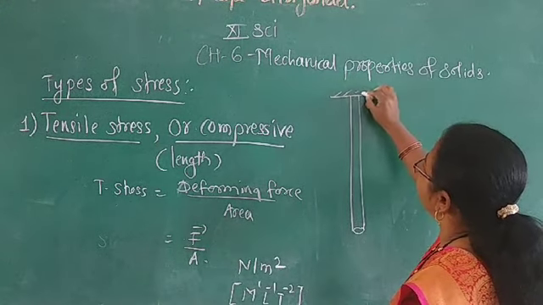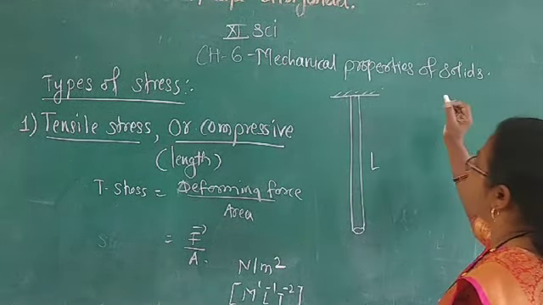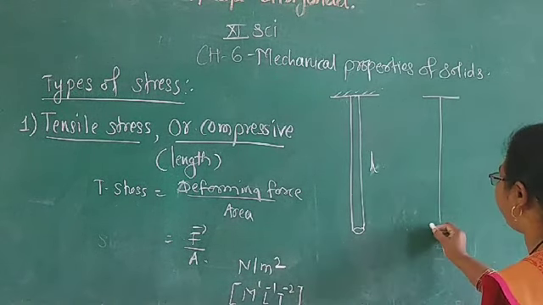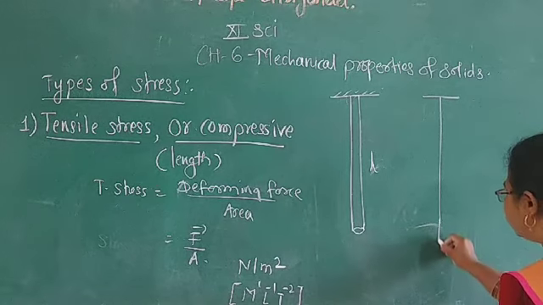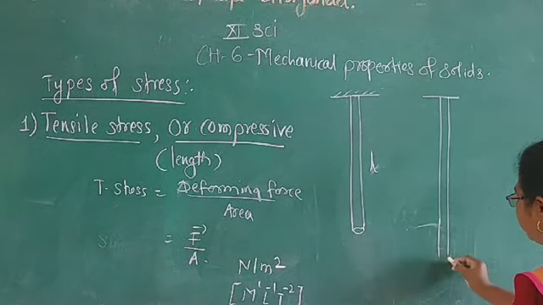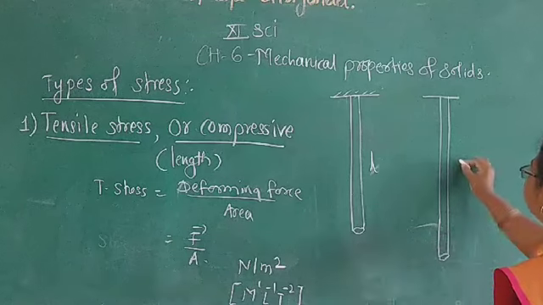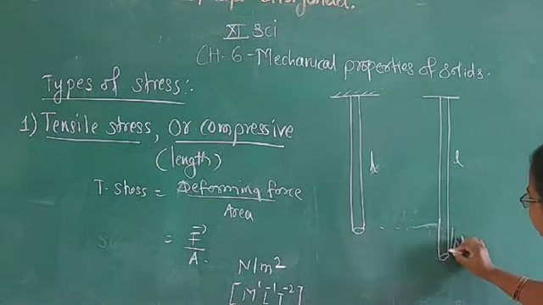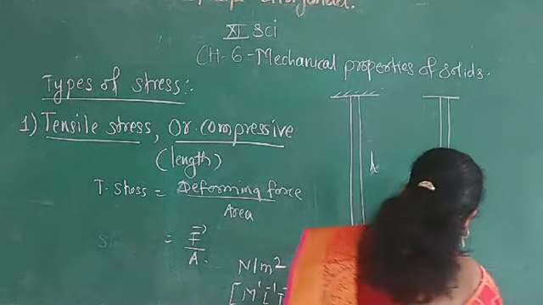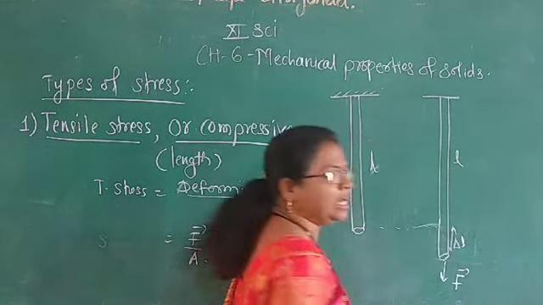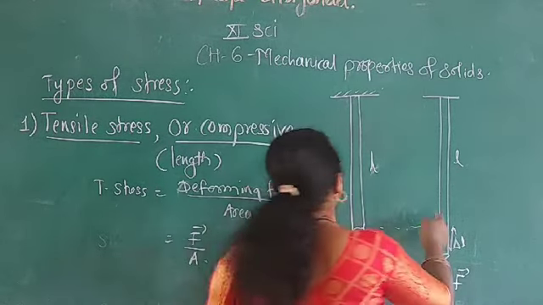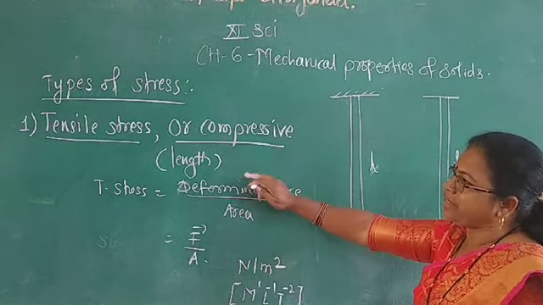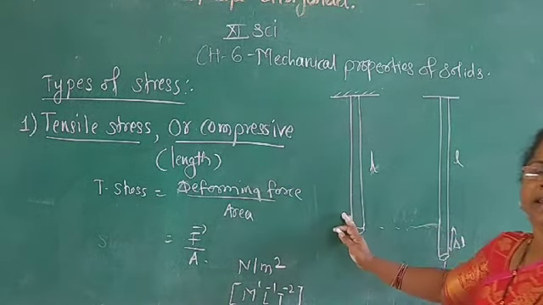If this is a wire which has initial length L or small l, and afterwards when we apply some force on it, then its length increases and it is supposed to be equal to small l plus delta L. Okay, in this way the length is increasing by applying force on it. Then in this way there is a change in dimension, that is length.